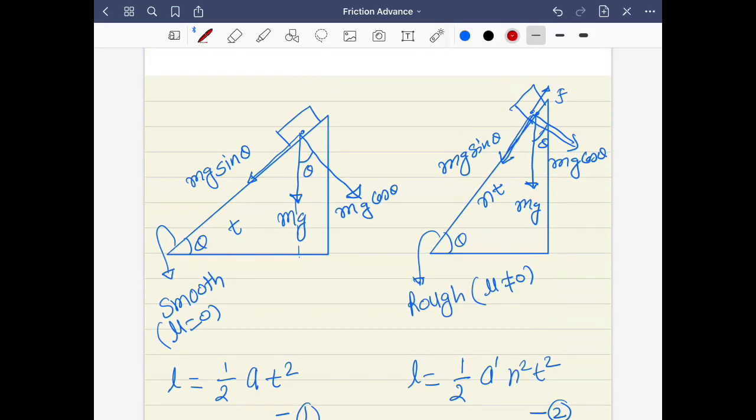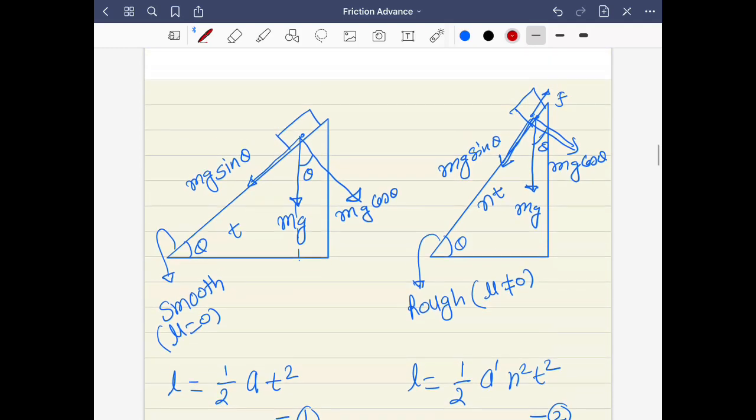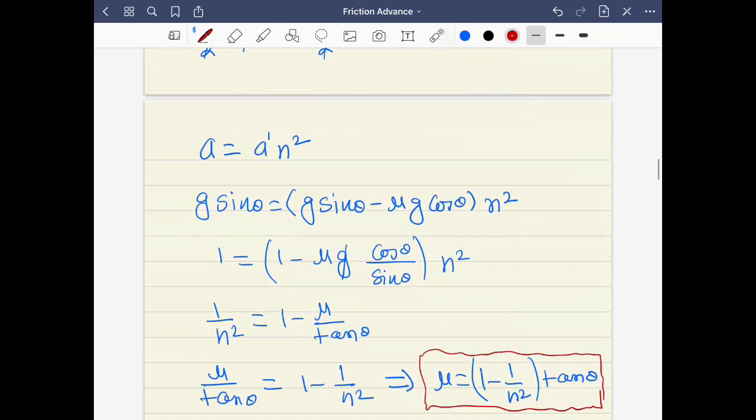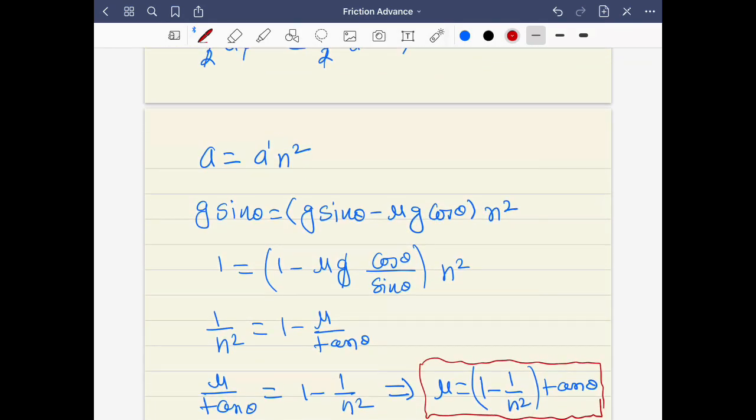Now one more thing over here, if you didn't understand how I got A dash: A dash is equal to mg sin theta minus f, divided by mass of the block m. So f over here, I can write as mu into the normal force, and that is mg cos theta. If you just put it over here and calculate, you will get g sin theta minus mu g cos theta, right? So I hope this is clear now.